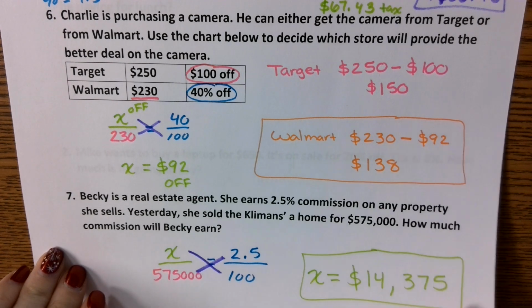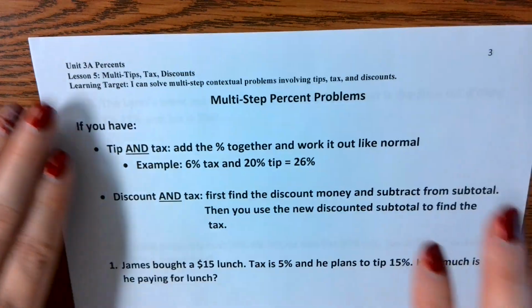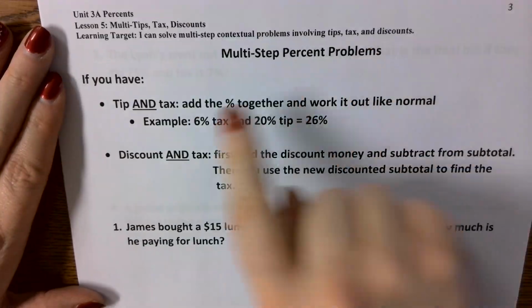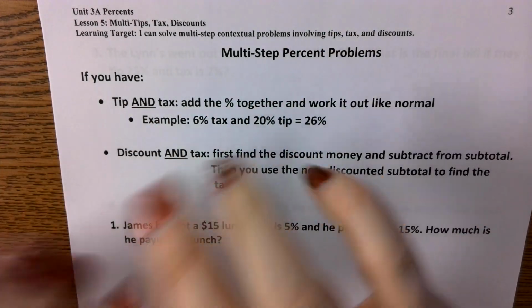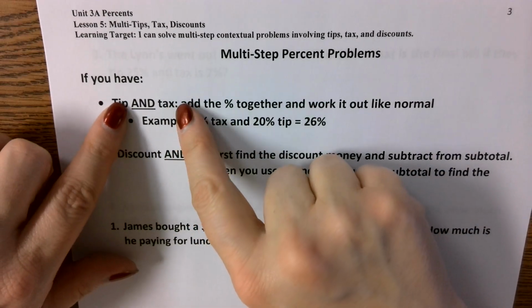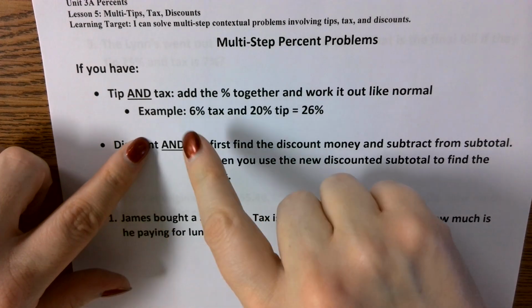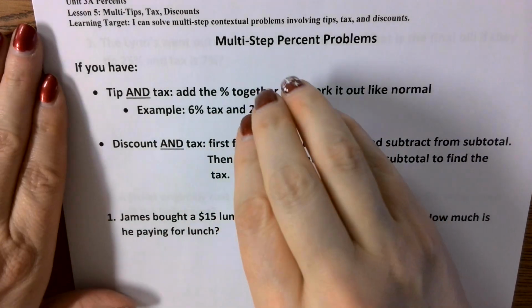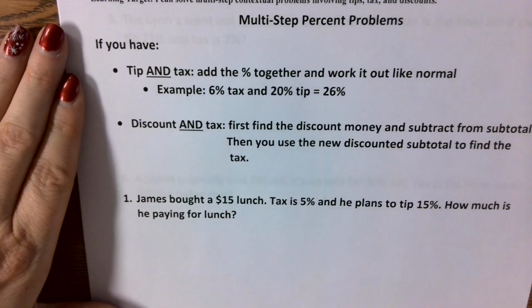Fantastic. So we're going to go over real quickly a couple of examples of what to do if you come across multi-step percent problems. So you have only been dealing with, oh, I've got a tip problem, or I've got a tax problem, or I have a discount problem, or I have a commission problem. What happens if you have to do tip and tax together? Or if you are going to go shopping and you get a discount and then you have to pay taxes? So these are considered to be multi-step problems. There's a process that you need to do.